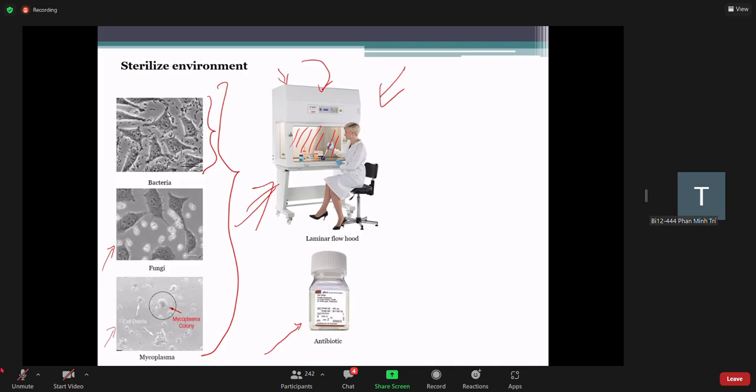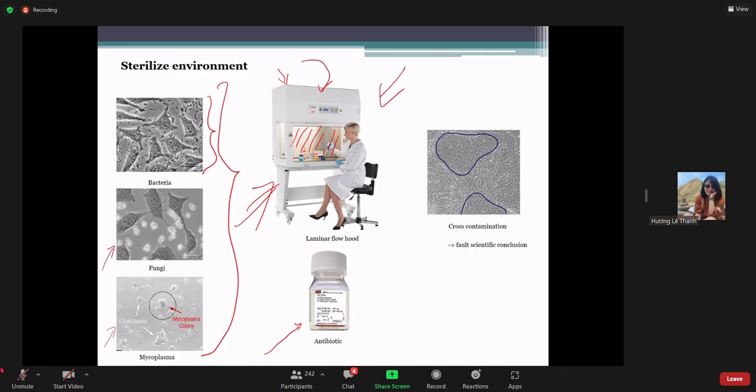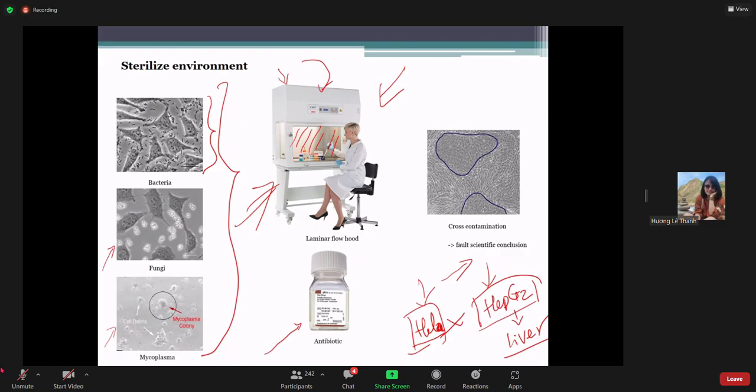Another type of contamination is cross contamination, which may lead to false scientific conclusions. Imagine when I culture HeLa cells, the first established cells in the world, but in general, I also culture Hep B cells, a kind of liver cancer cell. When I culture them at the same time and there are some technical problems, we can mix them together. So it leads to cross contamination, and we cannot use them anymore.